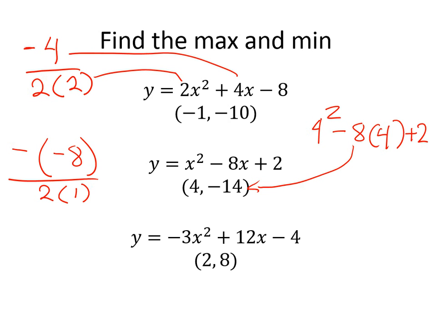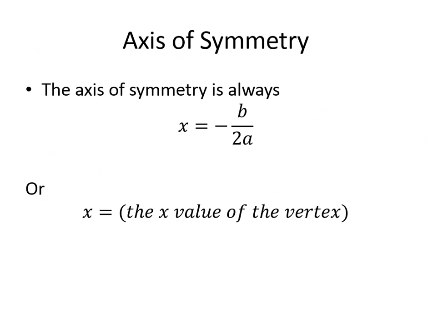So you do that negative b over 2a, get that number, and plug it back into the function to find our other coordinate. Okay, so now the axis of symmetry. I said previously that parabolas are always symmetrical. That basically means that whatever it is on one side, it's the same on the other. There's a line of symmetry, or an axis of symmetry. Now the axis of symmetry is always equal to negative b over 2a.